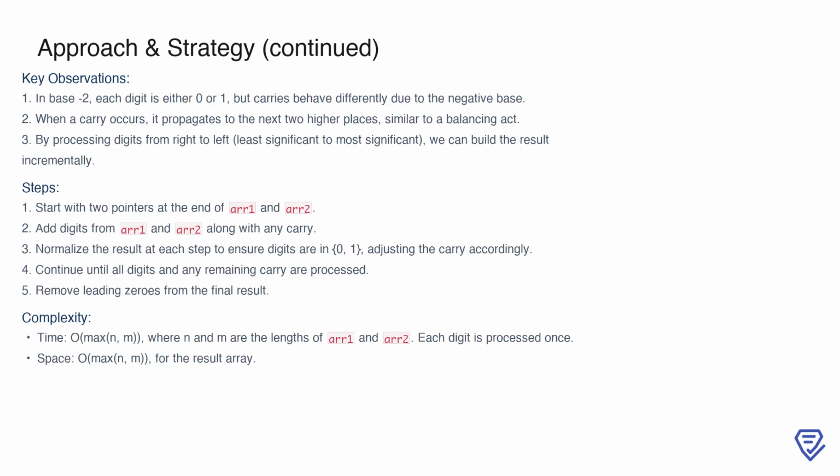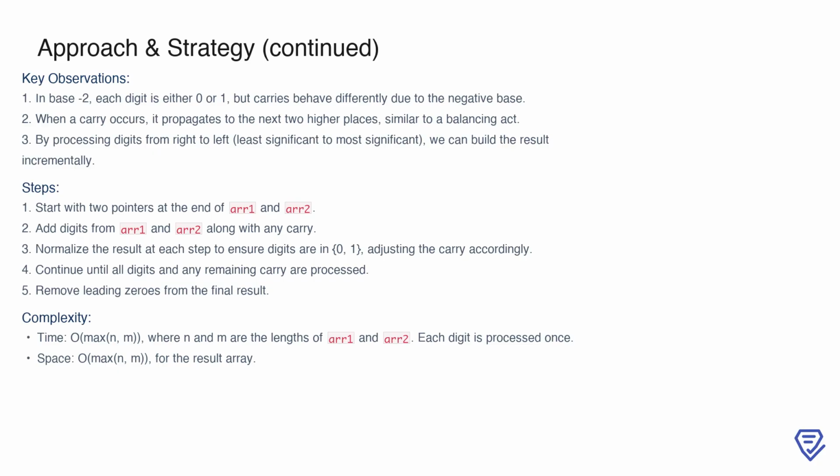To implement a more efficient approach, it's essential to understand the nuances of base -2 arithmetic. In base -2, although each digit is either 0 or 1, the behavior of carries is quite different due to the negative base. A key observation here is that when a carry occurs, it propagates not just to the next digit, but to the next two higher places.